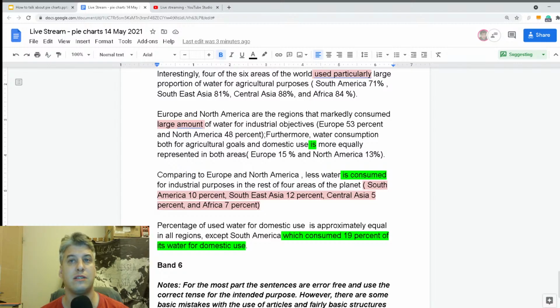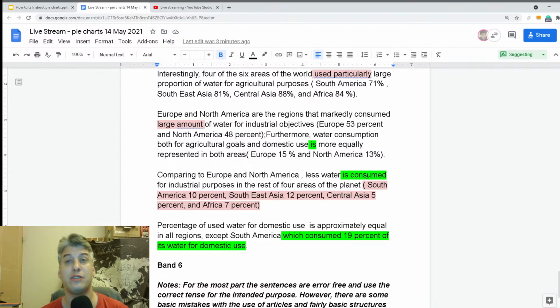Okay, so they're doing a good job here. And if we go to the next paragraph, less water is consumed. I said that I didn't like the word consumed here, but I do like the grammar. Is consumed. They're using the passive. This is really good high-level grammar, really. It's not that easy to do, and they've used it perfectly.